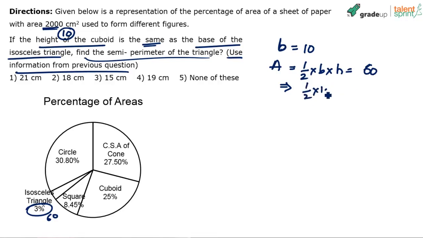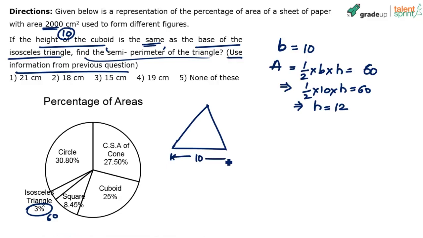Half into 10 into h equals 60. So 6 into 2, 12. Height is 12, right? So the height of the triangle is equal to 12. Now he's asking us to find the semi-perimeter. For us to get the semi-perimeter, we should first know what the perimeter is. Understand that in an isosceles triangle, the base is given as 10.